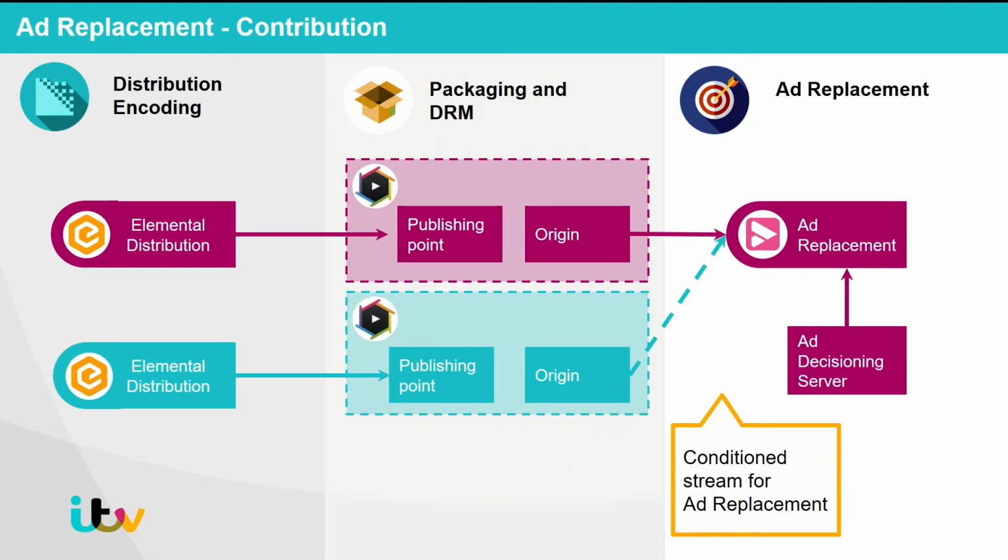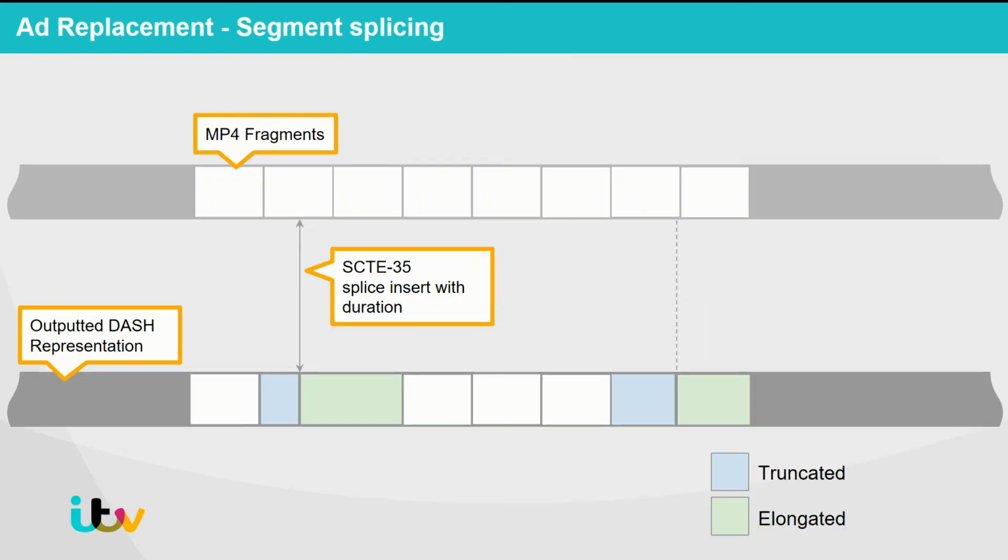So back up to where the origin is now outputting a conditioned stream for ad replacement. Let's take a closer look. We heard a little bit about this. We've got an input stream coming in where we've got a regular cadence, fragments are of equal length, and there are ad avails. We've heard that SCTE is conditioning, so the encoder is putting in IDRs in all the right places, but the outputted segments need to be aligned around period boundaries.